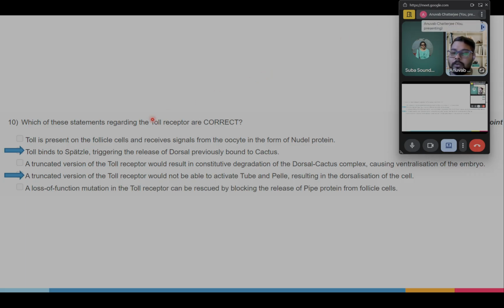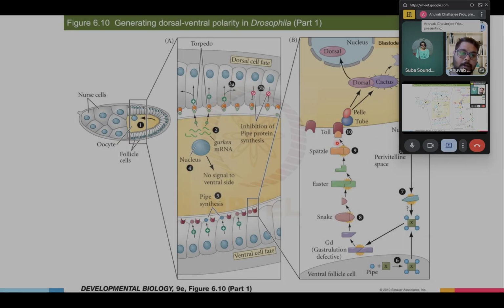Which of the following are true? Toll is present on the follicle cells, receives signal from the oocyte in the form of Nudel protein. That is not true. Toll is present on the oocyte itself. Toll binds Spätzle, triggering the release of Dorsal, previously bound to Cactus. True. A truncated version of the Toll receptor would not be able to activate Tube and Pelle, resulting in dorsalization of the cell. That is true, because Toll activating Tube and Pelle was ventralizing this part of the embryo. So without any functional Toll, with truncated Toll, the entire thing will be dorsalized.